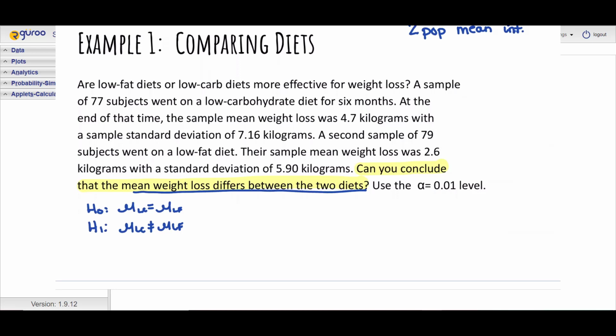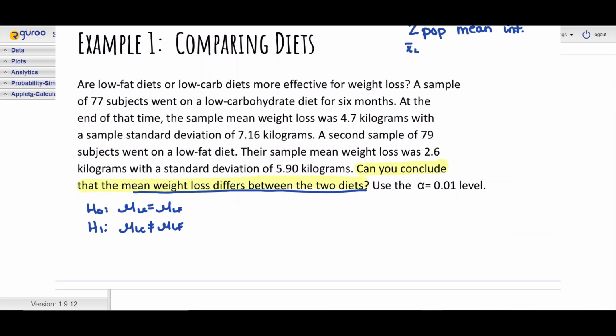We were able to write it fairly quickly. We didn't have to worry about setting anything equal to a specific number and getting confused about what number goes there. It's just mu of the low carb diet is equal to the mu of the low fat diet, and for the alternate statement, mu of the low carb is not equal to the mu of the low fat.